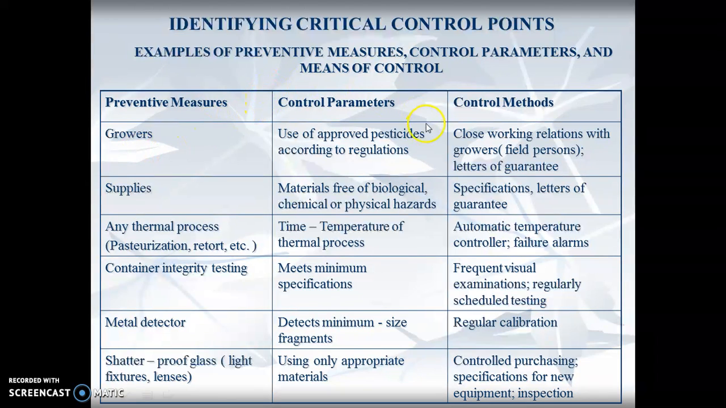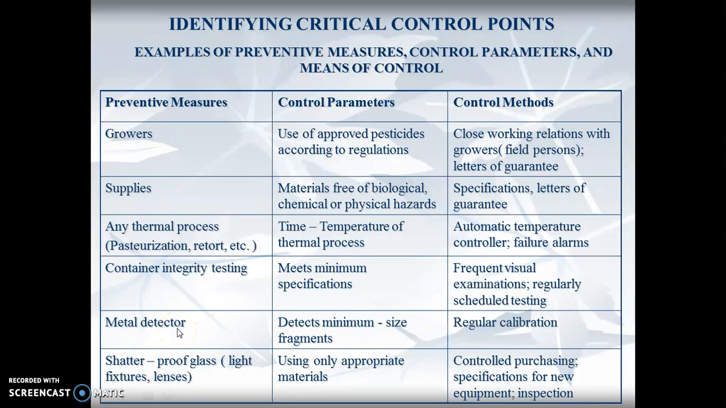Some examples of preventative measures, control parameters, and means of control. Growers. We want to make sure that those growers are using approved pesticides and they're using them according to regulations. Control methods: we have a good working relationship with those growers, those field persons. We get letters of guarantee so that, again, if we have to, we can point a finger.